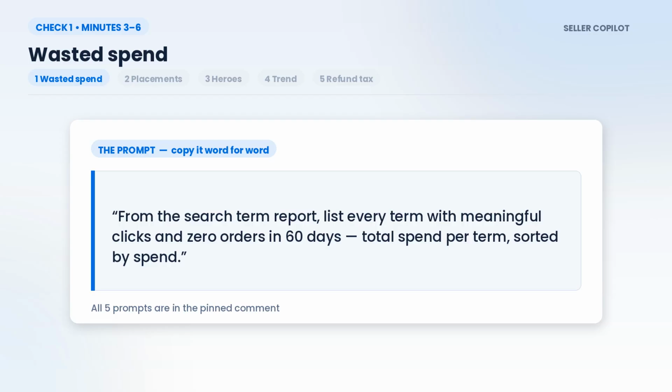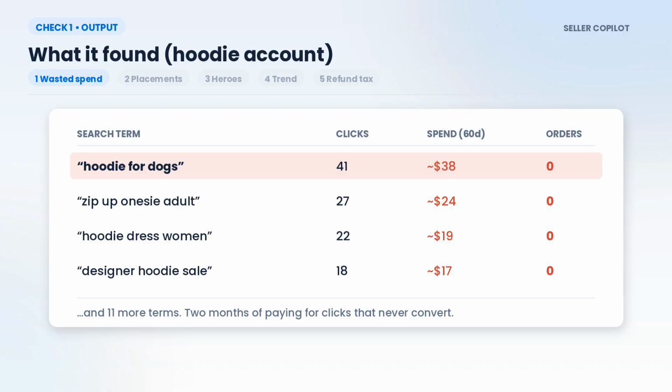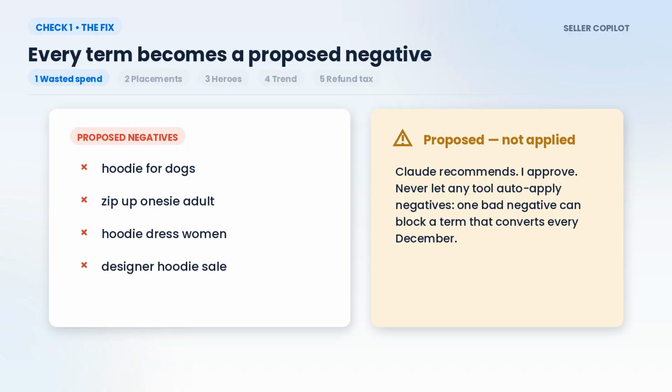Check 1, wasted spend, minutes 3 to 6. The prompt is 1 sentence. From the search term report, list every term with meaningful clicks and 0 orders in 60 days, with total spend per term, sorted by spend. On a hoodie account, this is where you find out you've been paying for clicks on "hoodie for dogs" for 2 months. Every term on that list becomes a proposed negative keyword. Proposed. Claude recommends, I approve. Never let any tool auto-apply negatives, because one bad negative can block a term that converts every December.